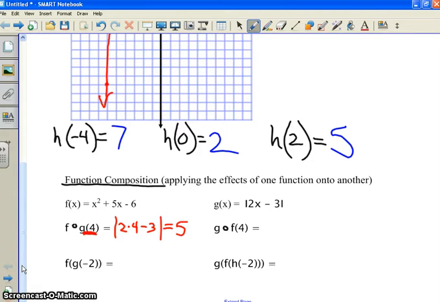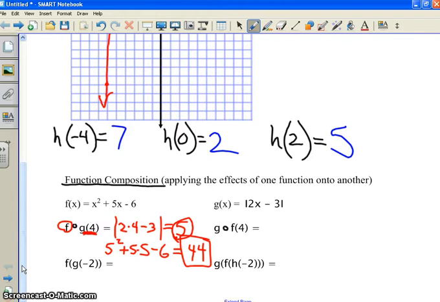Now we're not done, because now we have to take that 5 and put it into the f function. We need to apply it to the f function. So we're going to do 5 squared plus 5 times 5 minus 6. 5 squared is 25, plus another 25 is 50, take away 6 is 44. And that is our final answer of f following g of 4. So when we plug in 4 into g, that answer into f, we come up with 44 as our output.